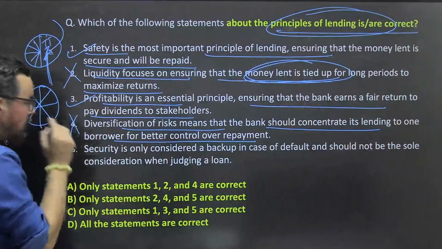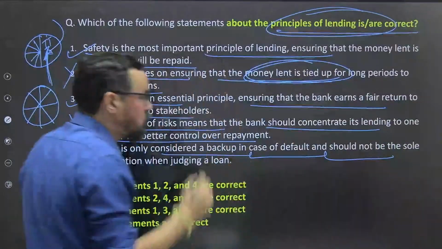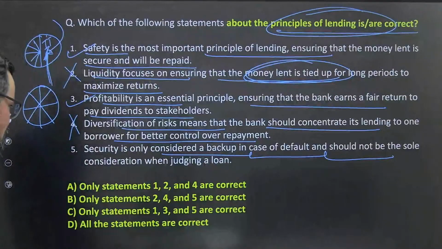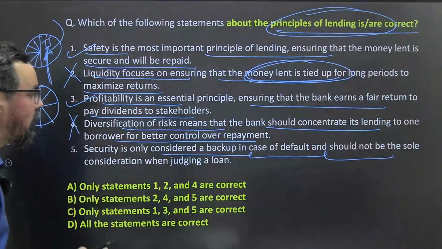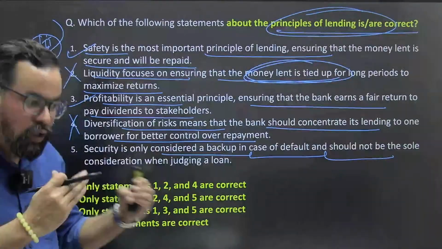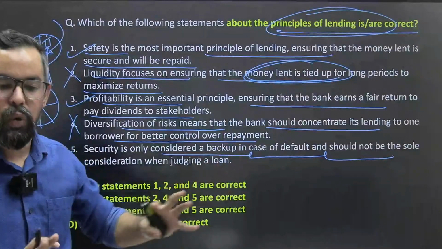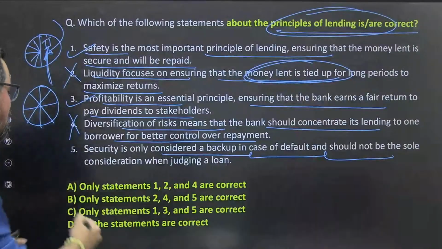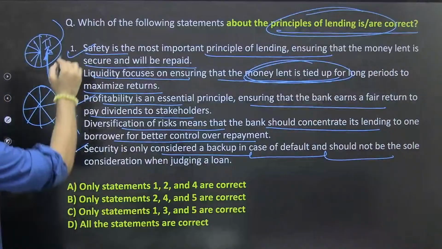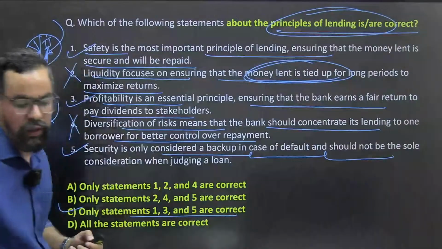So that is wrong. Security is only considered as a backup in case of default and should not be a sole consideration when judging a loan. Security is only considered a backup. Yes, absolutely right. For default, it is a backup. It is not the only point on the basis of which we are granting that loan or making the decision. There are other factors also, so this is also correct. So correct statements mean 1, 3, 5. 1, 3, 5 means option C should be the right answer for this particular question.